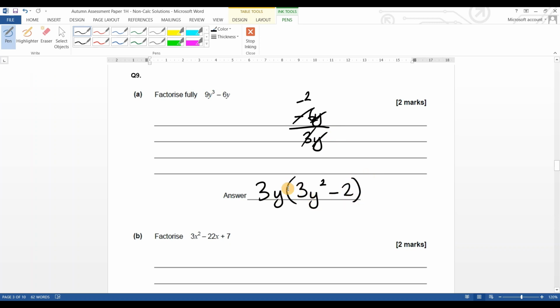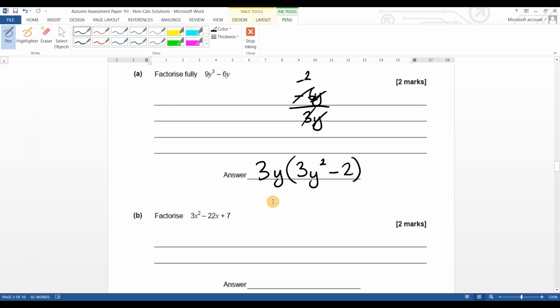If you expand this, you should get the original. Let's just double check that. Yeah, 3 times 3 gives you 9. That's that bit there. Y times y squared gives you y to the power 3. Yeah, that bit's right. And then 3y times minus 2 gives you minus 6y. Yeah, so that's your answer. 2 marks for that. If you're not sure, just work it out on the side. And obviously the opposite of multiplying is dividing. You're going to have to divide by this from the outside. And you could work it out like that as well.